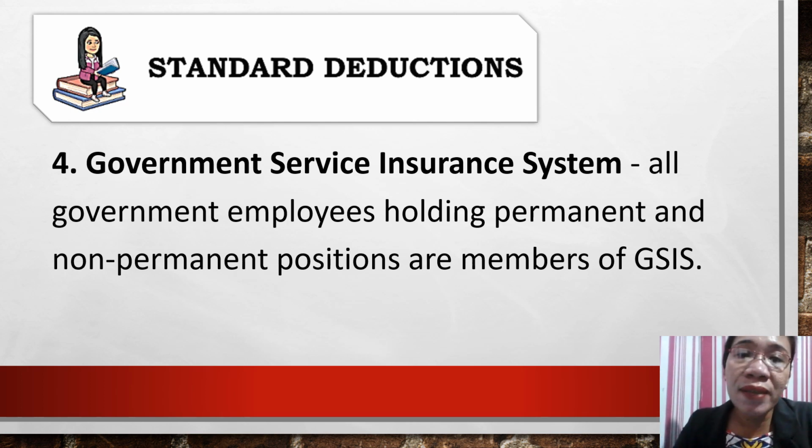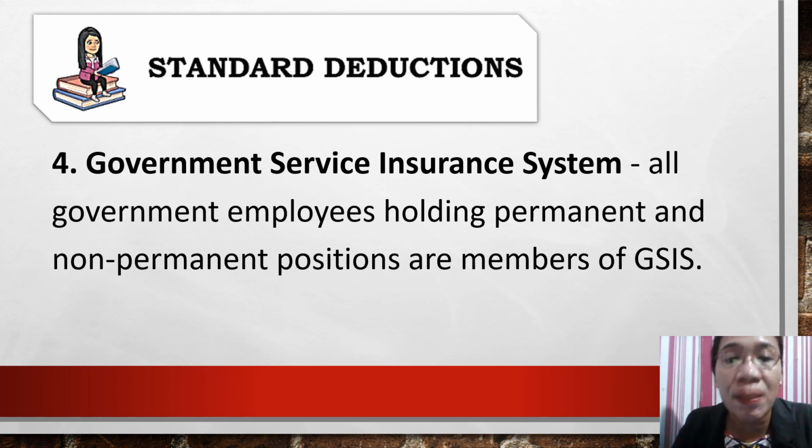Anyway, Government Service Insurance System or GSIS, all government employees holding permanent and non-permanent positions are members of GSIS. Premium contributions are based on monthly compensation. 9% of the employee's salary is being deducted. So, if an employee has a salary of 10,000, her personal share to GSIS will be 900 pesos. Tandaan, class, yung GSIS premium contribution is 9% of the basic salary.